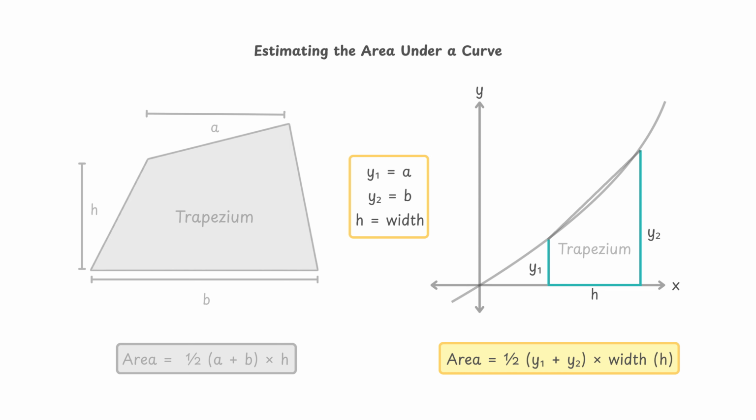So the idea is exactly the same. We are still finding the average of the two parallel sides and multiplying by the width. But now, those sides come from the heights of the curve. This is the key idea behind estimating the area under a curve. We replace a curved shape with straight-sided trapeziums, and by adding up the areas of these trapeziums, we can get a good estimate of the total area.